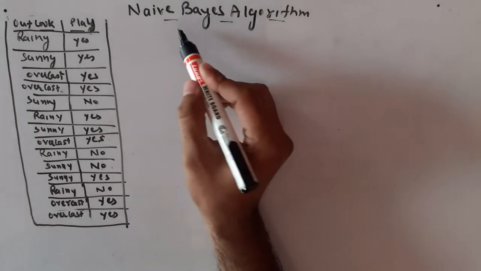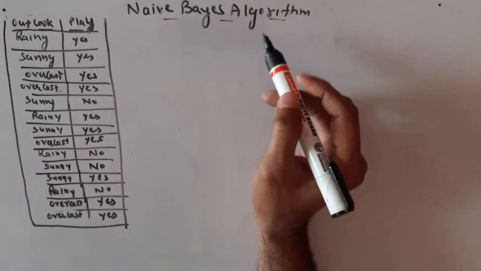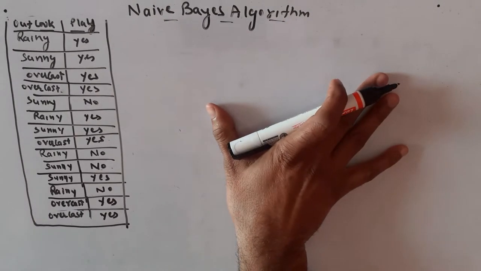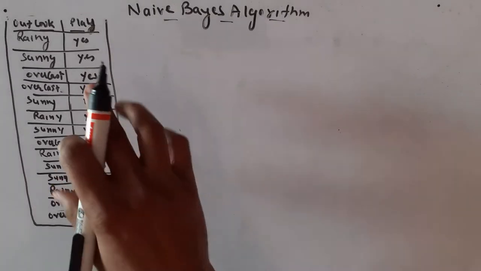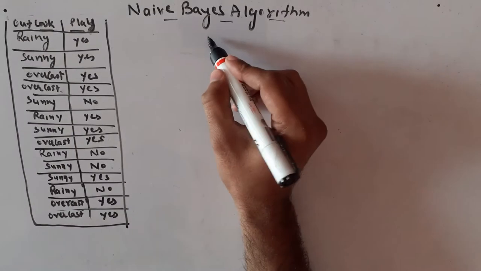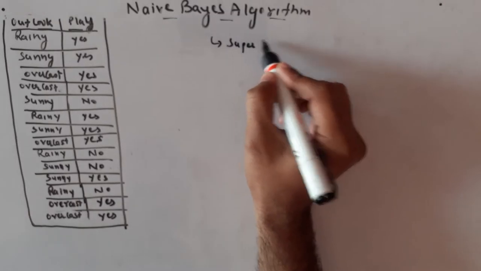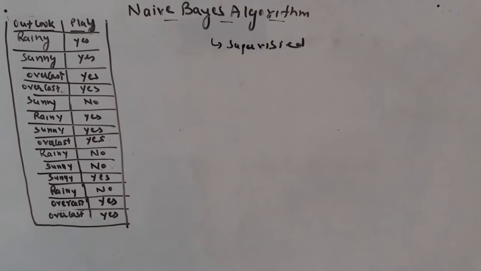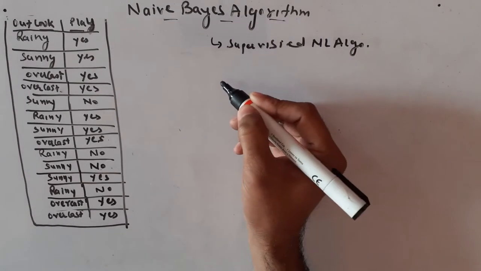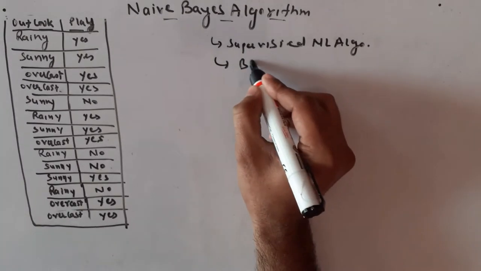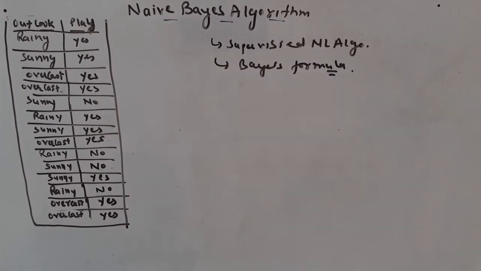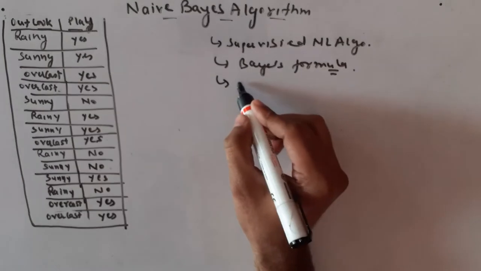Before proceeding directly with the Naïve Bayes algorithm, I will first give you the introduction, what formula works behind it, and then we will do the practical implementation on this data. So, first of all, the Naïve Bayes algorithm is a supervised ML algorithm. The second point is that it is based on Bayes formula, and I'm going to tell you what that is. And again, this works on the concept of probability.